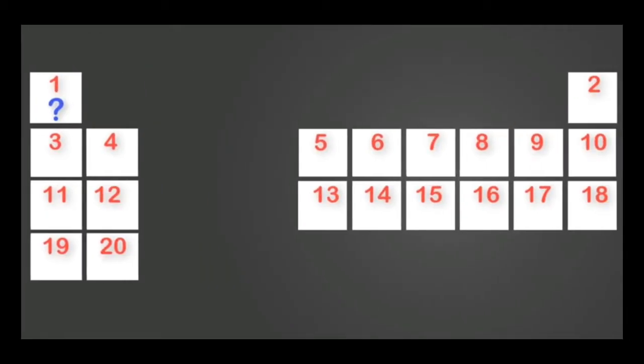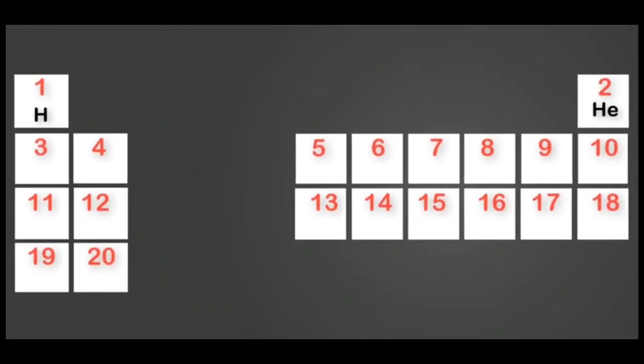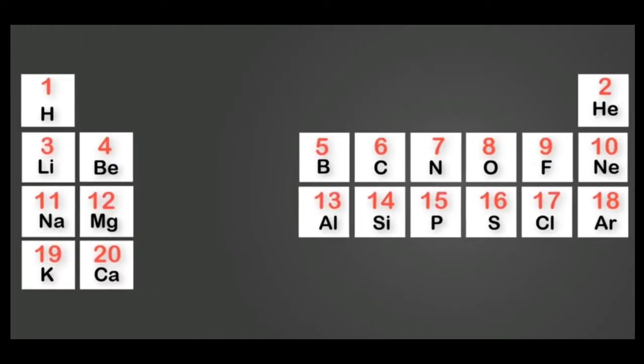Now, let's fill the elements in the table. What is the first element with atomic number 1? That is, with 1 proton in the nucleus. Yes, it's hydrogen. Let's write the symbol of hydrogen, H, in the first box. Next, with atomic number 2, we have helium. And the second row starts with lithium. And it goes on like this till the last element, that is the 118th element.